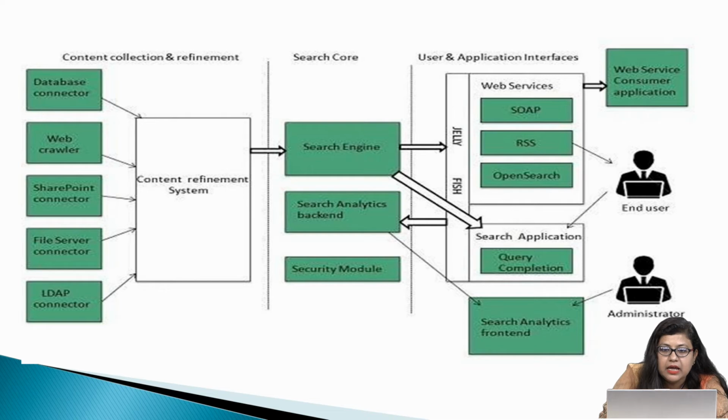In the second layer, the search core is there, where we can search a query with the help of the search engine, search analytics backend and search module. In the third layer, we are talking about the user and application interface, where the user directly communicates with the search engine to get its services done, to get its problem resolved by putting in the query and getting the answer. Web services are provided in the form of SOAP, RSS and OpenSearch. These are the three web services component modules available through Jetty and GlassFish interfaces.